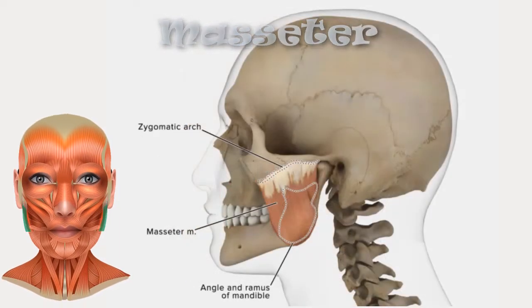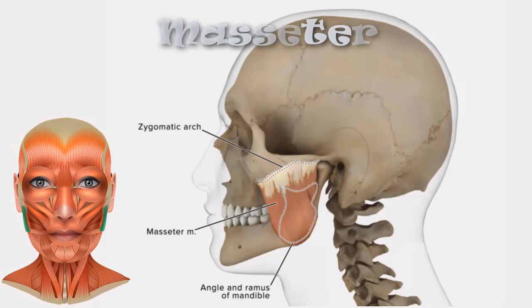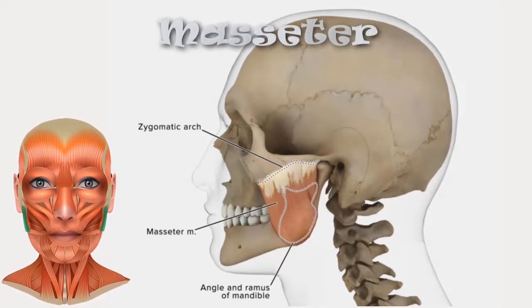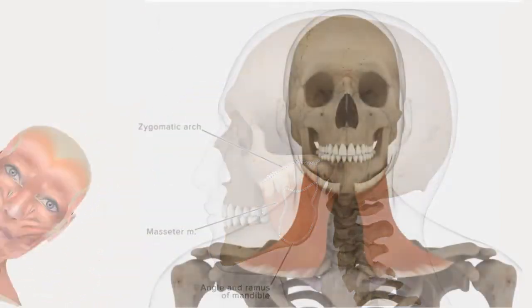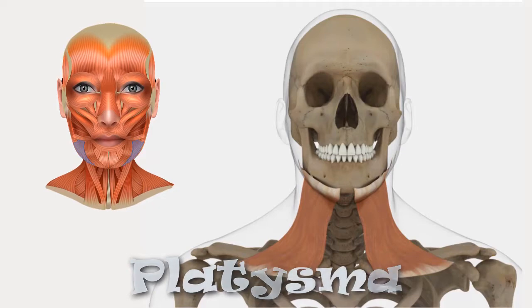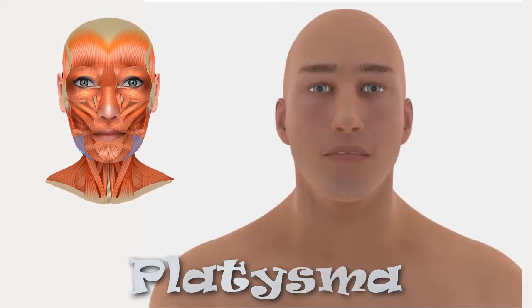Its point of origin is the maxilla and the zygomatic arch. Its point of insertion is the angle and ramus of the mandible. The platysma. This draws the lower lip inferiorly and posteriorly.